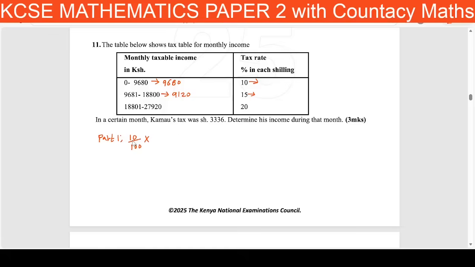So we have part 1, 10 over 100, that is 10% of 9680. What do we get? We have 00 divided by that. So that is shillings 968. Amazing. Part 2.